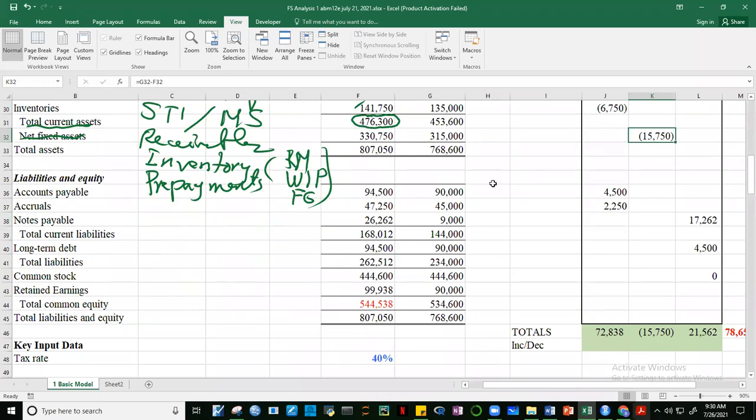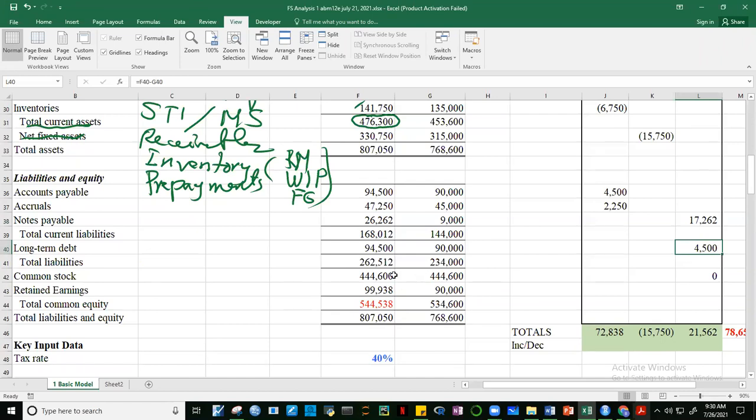Accounts payable is operating, so nag-increase, so source of cash, positive dapat. Accruals, nag-increase din, operating siya, source of cash to, positive. Notes payable, interest-bearing, so papasok siya sa financing. Okay, it increased, therefore, it's a source of cash. Then long-term debt, guys, again, financing yan, nag-increase din, so source of cash.